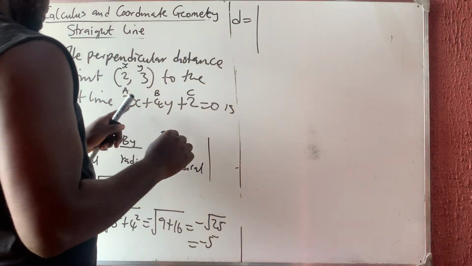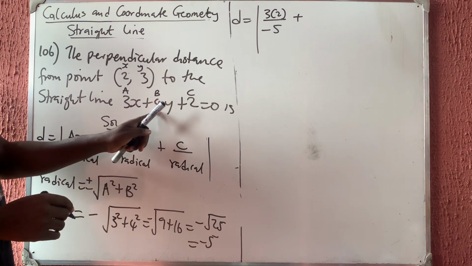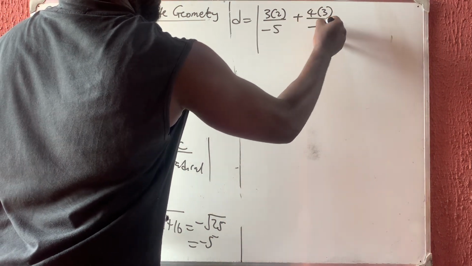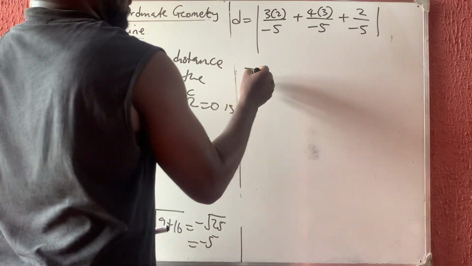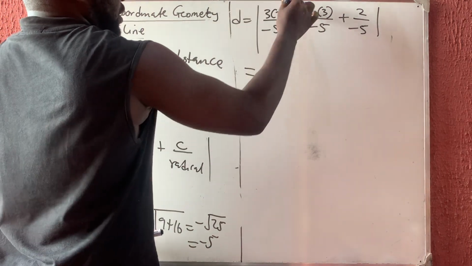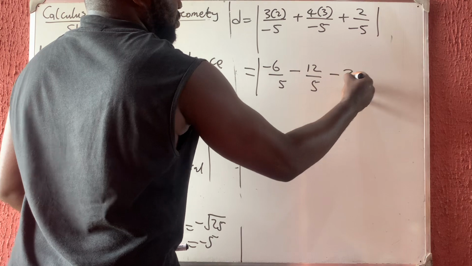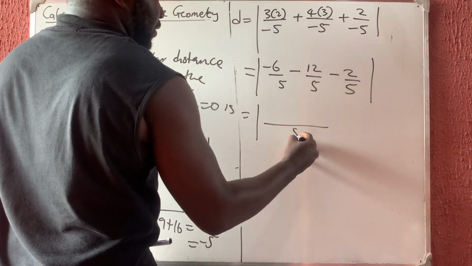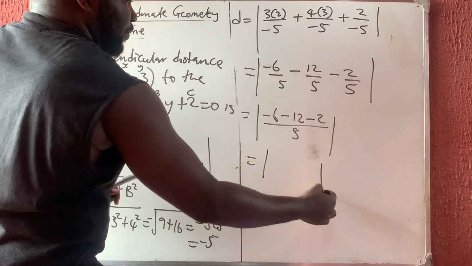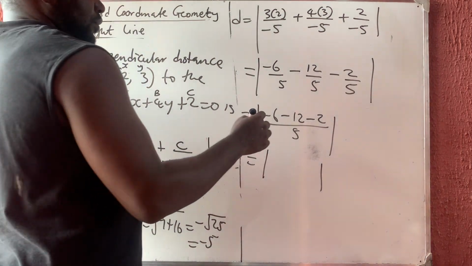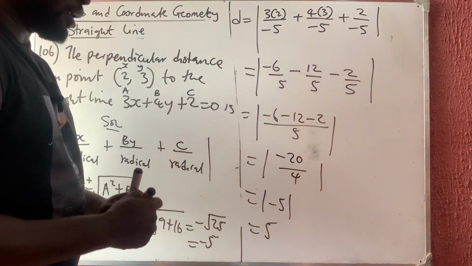So I have ax, that is a and that is 3 into 2 over minus 5 plus 4 into 3 over the same minus 5 plus 2 over the same minus 5, absolute value. So this time this is what? 6 over minus 5. This and this is minus, or we can say minus 6 over 5, okay? Then minus 12 over 5, then minus 2 over 5, absolute value. So the LCM there is now 5, okay? This is minus 6, minus 12, and then minus 2. So what do we have? Absolute value of minus 20 over 4, which is absolute value of minus 5, which is what? 5, because absolute value said we need only the positive side.